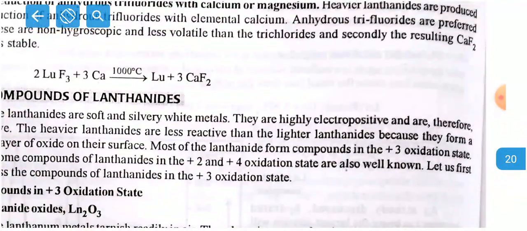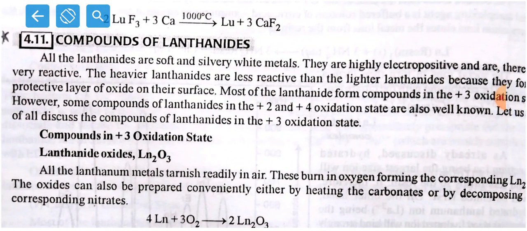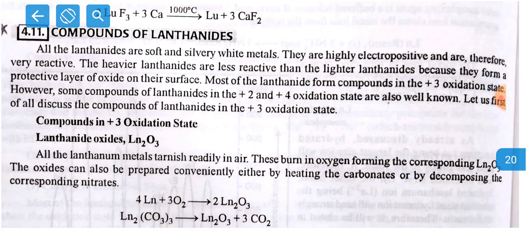Compounds of lanthanides. All the lanthanoids are soft and silvery white metals. They are highly electropositive and are therefore very reactive. The heavier lanthanoids are less reactive than the lighter lanthanoids because they form a protective layer of oxide on their surface. Most of the lanthanoids form compounds in the plus 3 oxidation state. However, some lanthanoid compounds in the plus 2 and plus 4 oxidation states are also known.